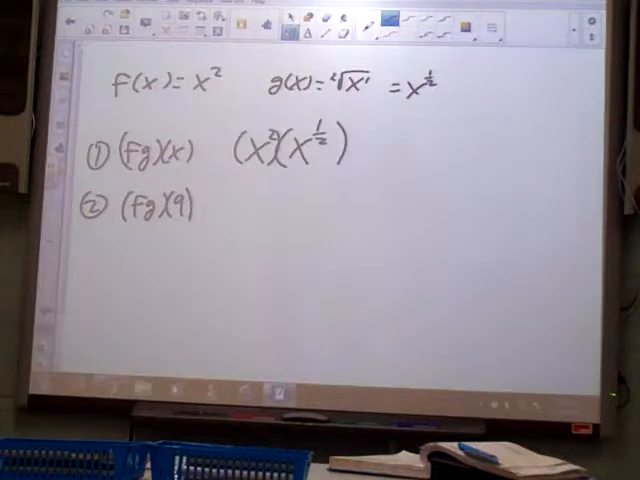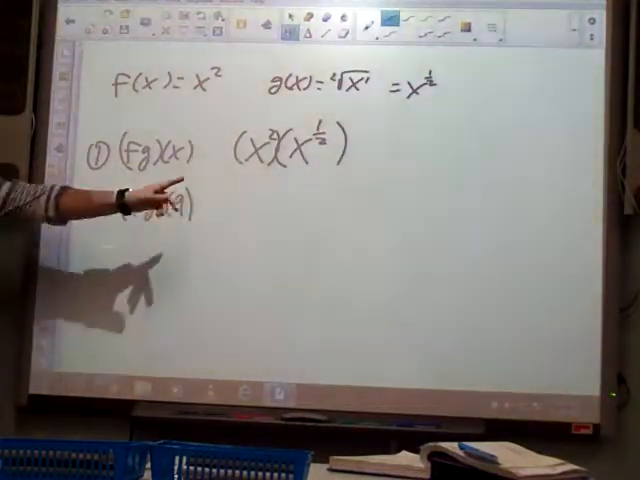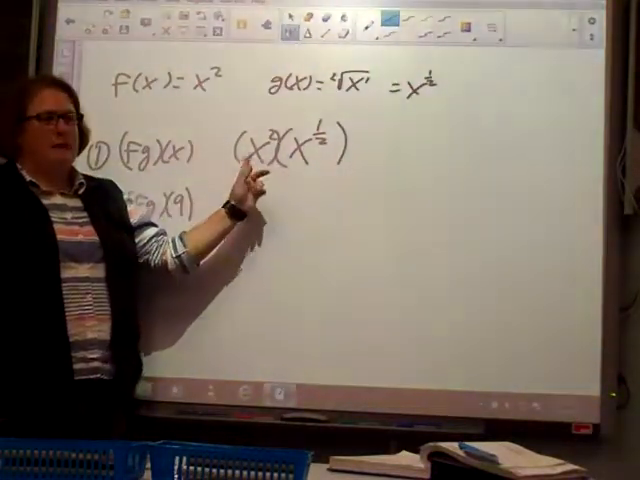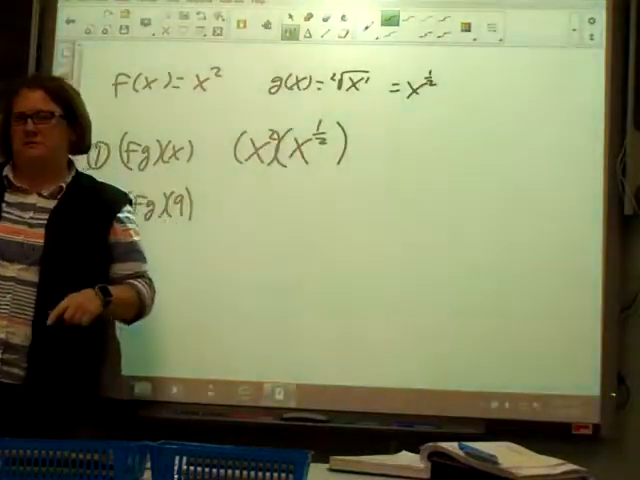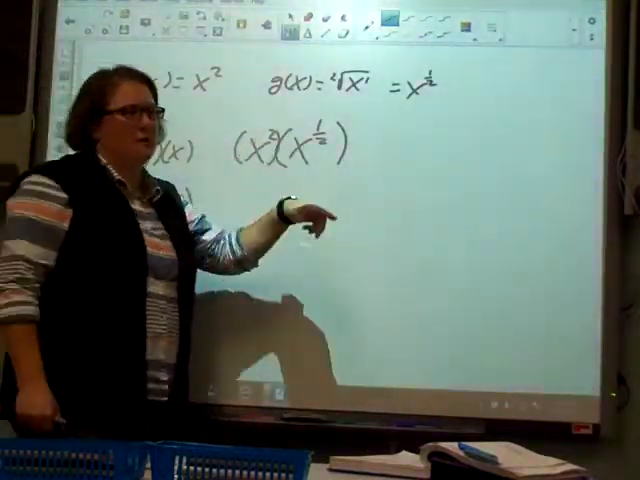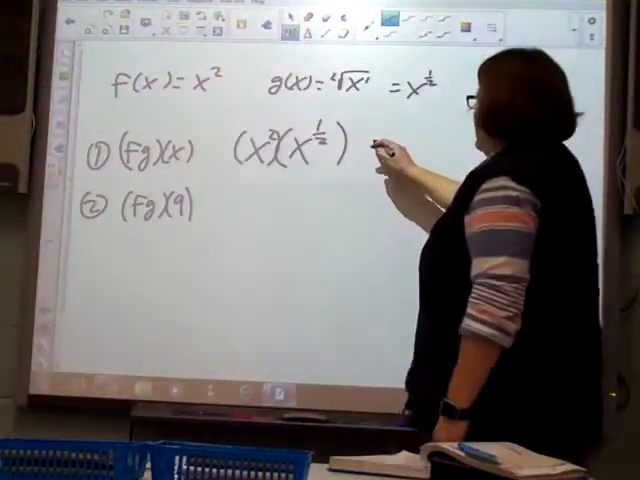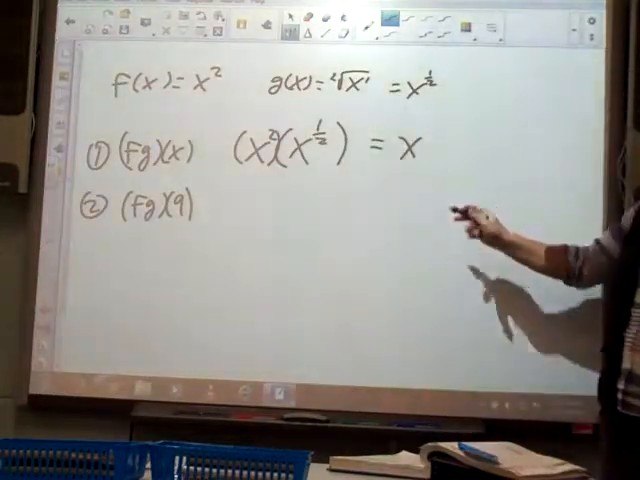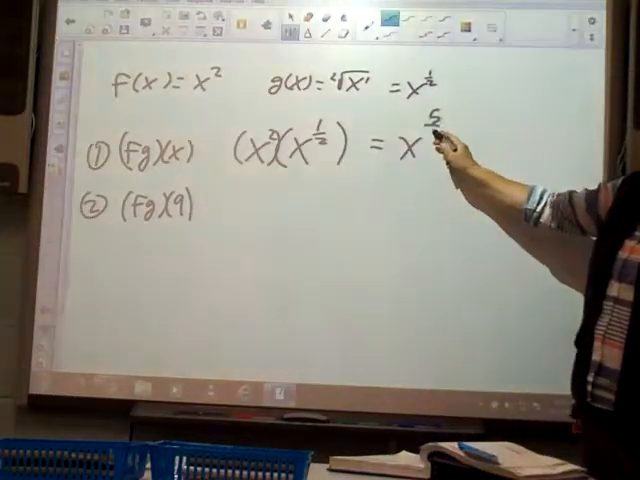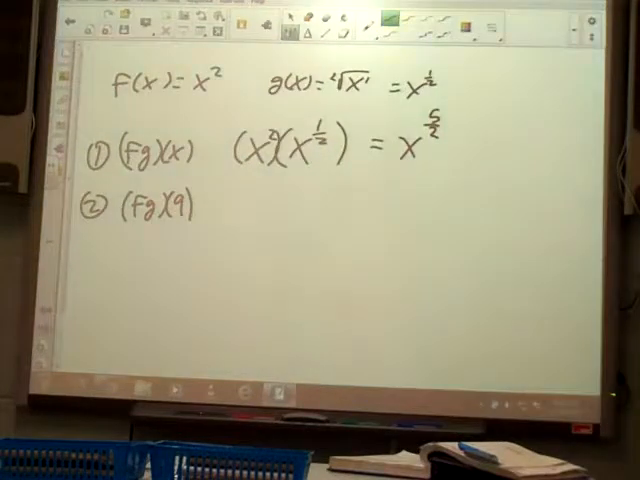Now, think back. G of x equals the square root of x to the first power. Ooh, that's hard. Now, think back to our power rules. When you've got same base and you're multiplying, what do you do with the exponents? Add them. Very good. So 2 plus 1/2. That's 2 1/2. In rational exponent form, that would be the same as 5/2.